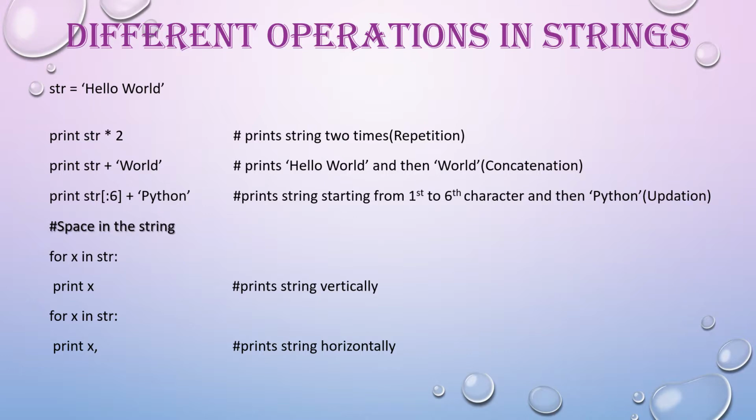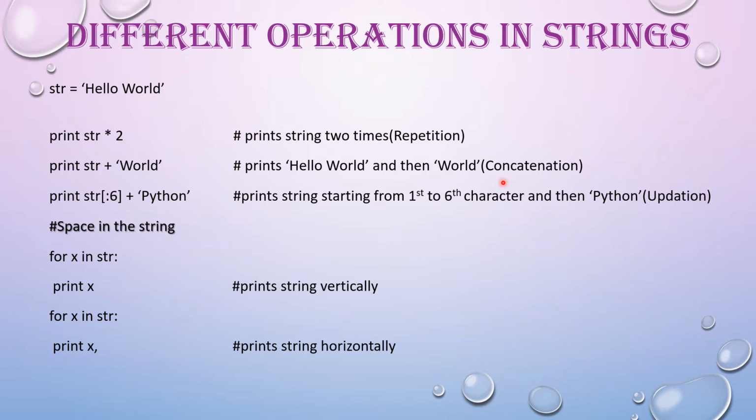Now we will discuss different operations in strings. Here the different operations are repetition, concatenation, updation, and space in the string or iteration. To repeat a single string we can use the multiplication operator and write the number of times we want to repeat that string. Say we want to write this hello world 2 times, so we use 2 here.